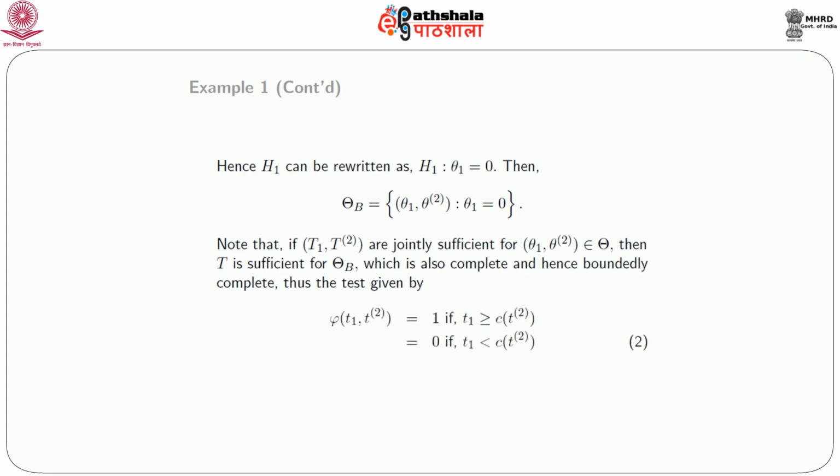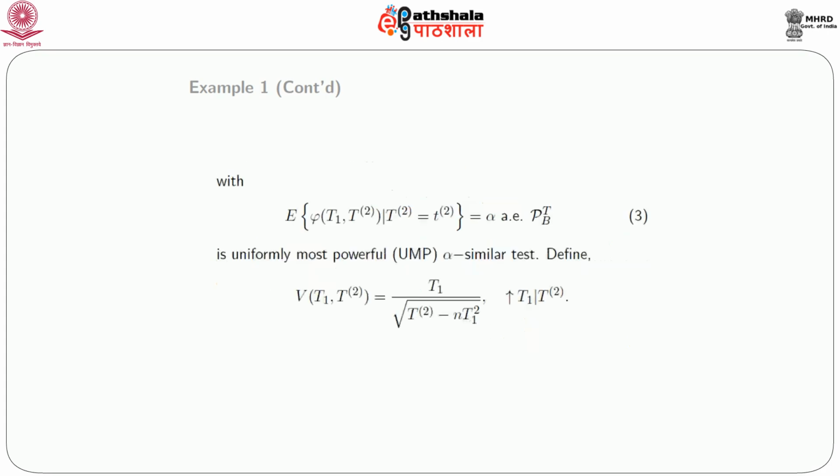Then T₂ is sufficient for Θ_B, which is also complete and hence boundedly complete. Thus the test is given by ψ(T₁, T₂) equal to 1 if T₁ ≥ c, where c depends on T₂, and equal to 0 if T₁ < c, with expectation of ψ given T₂ equal to α almost everywhere P_B^T2. This is the uniformly most powerful UMP α-similar test.